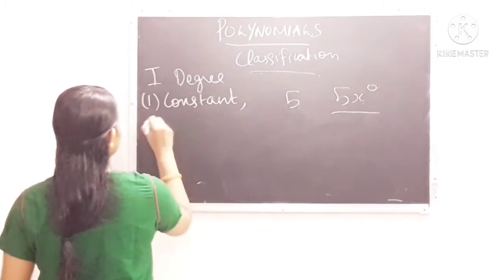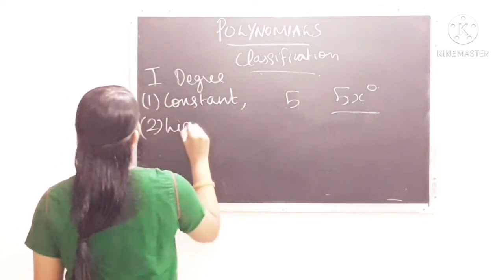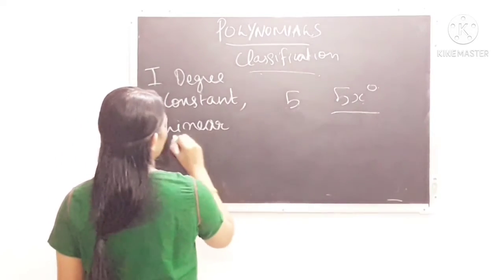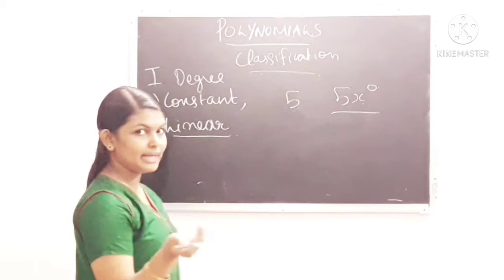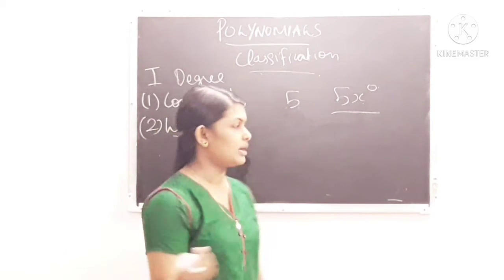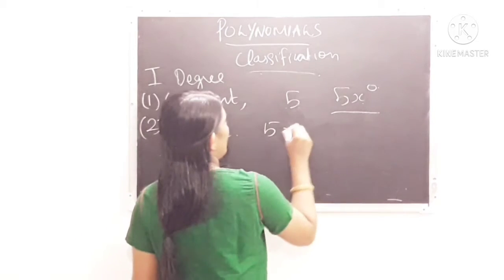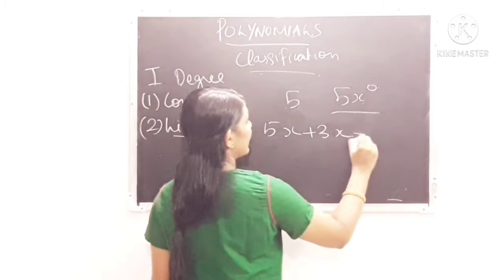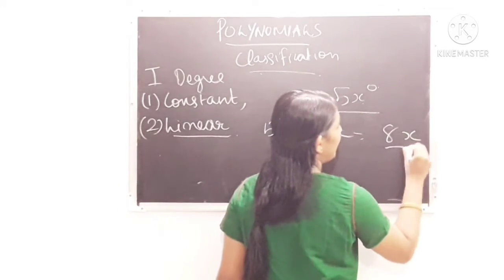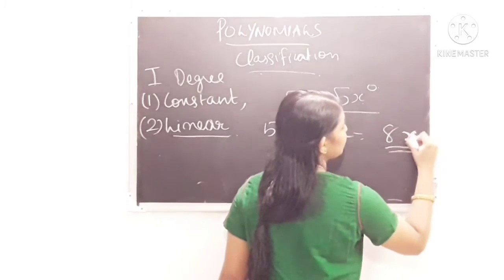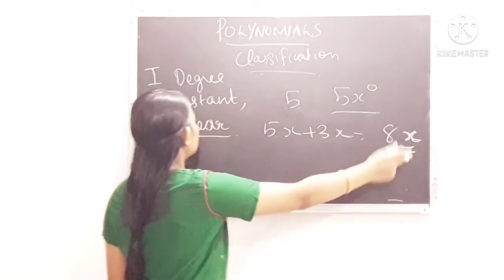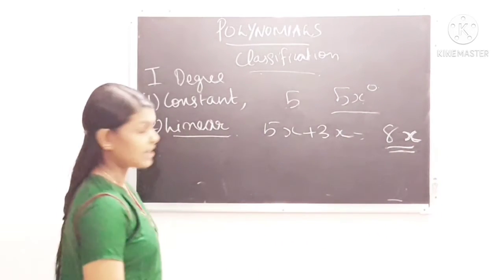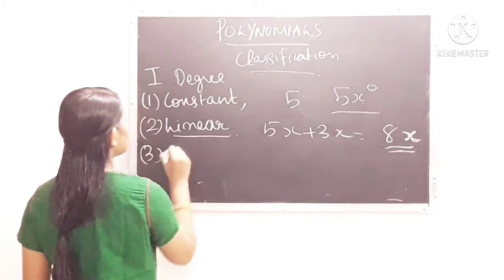Okay. And the next one is linear polynomial. A linear polynomial is a polynomial having degree 1. For example, 5x plus 3x can be written as 8x. Here the power of the variable in this expression is 1, so it is included under linear polynomial. And the third one is quadratic polynomial.